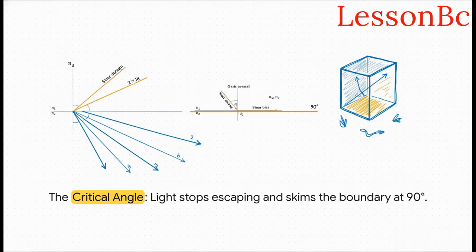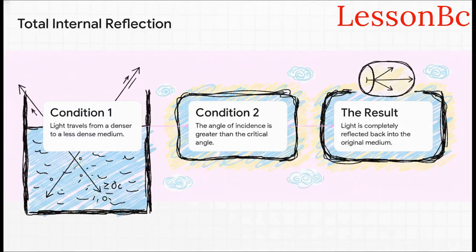Well, eventually, we hit this one specific angle. We call it the critical angle. And at that point, the light doesn't really escape. It's bent so much that it just skims right along the surface at a perfect 90-degree angle. It's the point of no return. So what happens if you push that angle just a little bit past that critical point? Something amazing happens. It's called total internal reflection, or TIR for short.